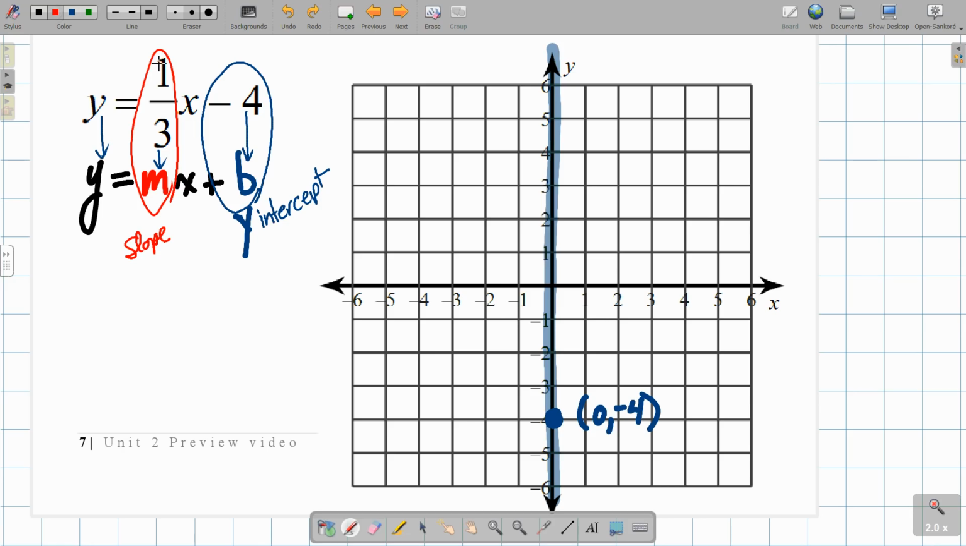Now our slope, we check. It's positive 1/3. Okay, we're going to rise 1 and run 3. And because it's positive, we know that the line has to go up from left to right. So I'm going to rise 1 and run 3. Or I could go down 1 and left 3. You're going to get the same thing. But either way, my final product line has to be a positive line.